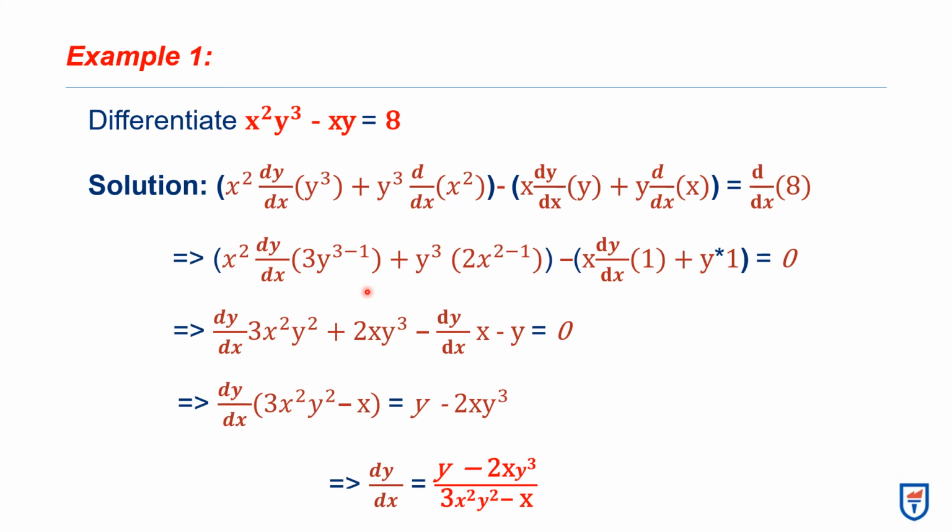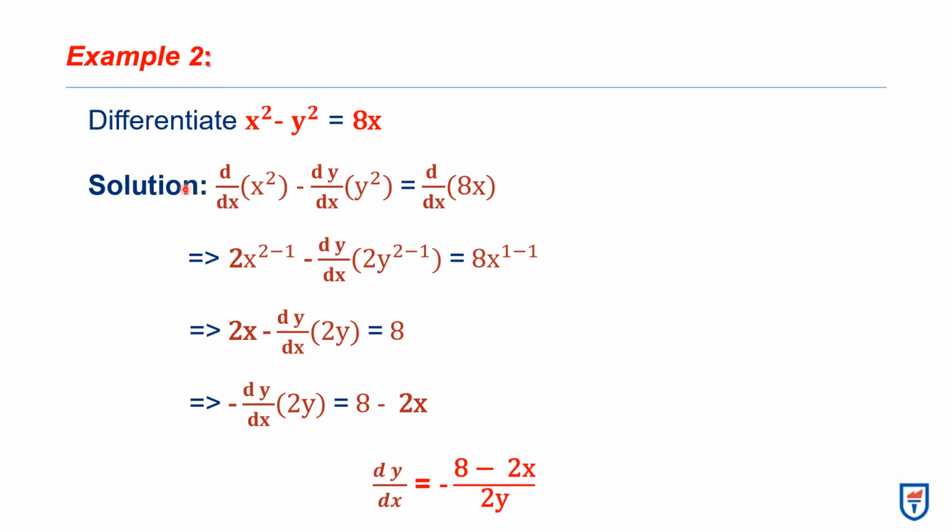Then on the other side, the ones that don't have a dy dx, we take to the other side. So we have minus y, so we take minus y to the other side, which is going to be a positive y. Then we also take 2xy cubed to the other side, which is going to be minus 2xy cubed. So for us to be left with dy dx, we need to divide by this expression that is attached to dy dx. So we divide both sides. So we end up having our value of dy dx as y minus 2xy cubed divided by 3x squared y squared minus x, which is our final answer for dy dx, the derivative of our expression x squared y cubed minus xy equals 8.